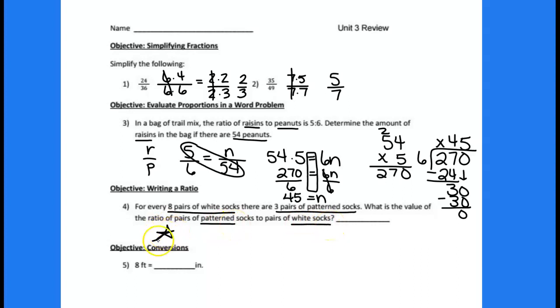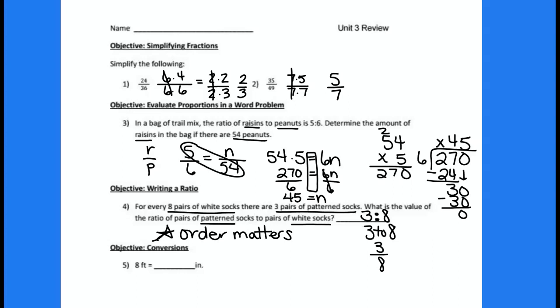Please remember here that when writing ratios, order matters. So even though the information is given to us as 8 pairs of white to 3 pairs of pattern, the question asks us to write pattern to white. That means the 3 must come first. And remember there are 3 ways to write ratios, so you could find them on the test in any of the ways. The next objective is conversions.